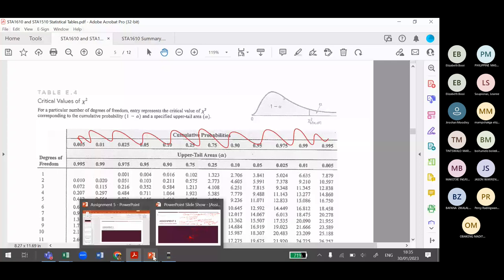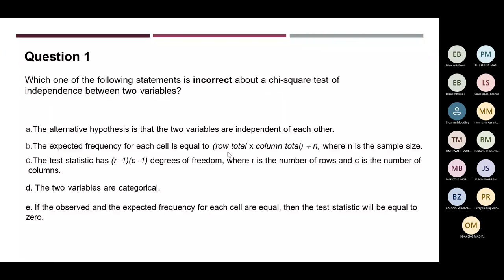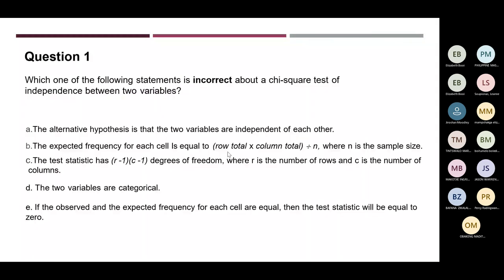Okay, so let's look at the questions. Based on everything that I've just explained, you should be able to answer the questions that follow. Question one: which one of the following statements is incorrect about chi-squared test?